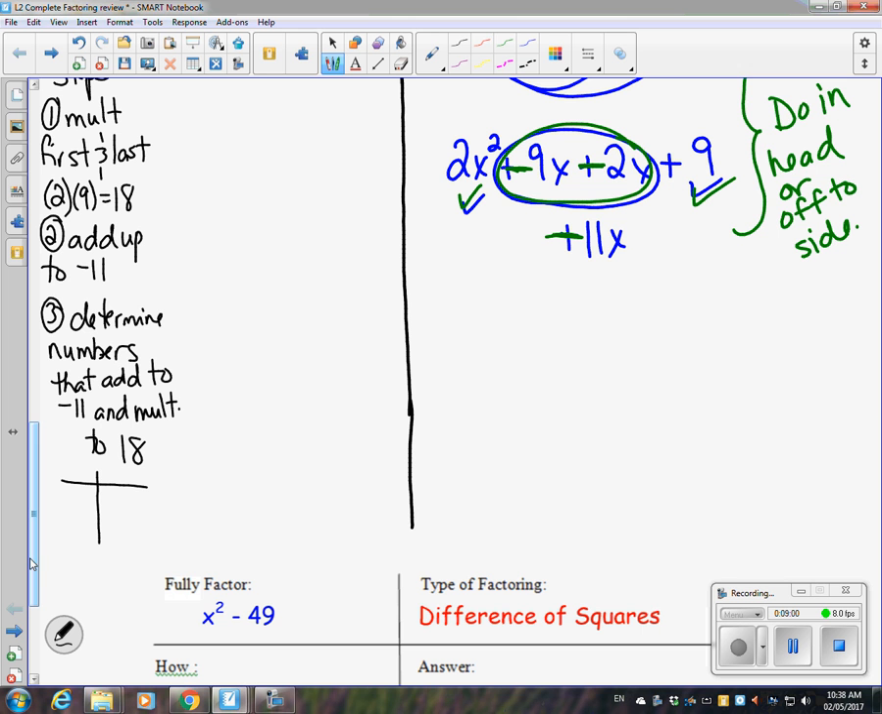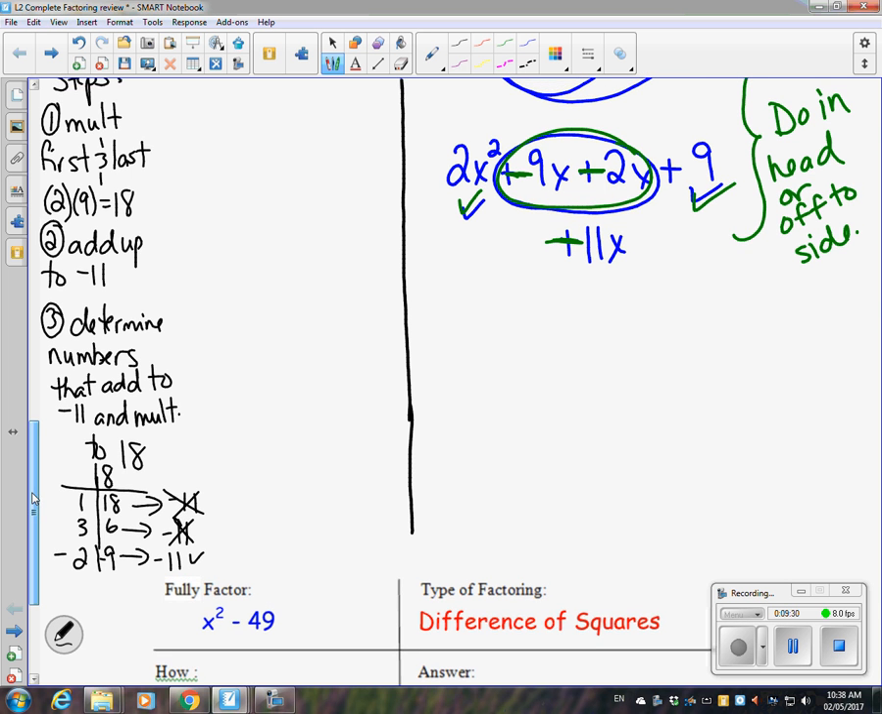So I've got 1 and 18, 3 and 6, and 2 and 9. And if I add up those numbers, well, that's not going to give me negative 11. If I add up those numbers, that's going to give me 9. That's not going to give me negative 11 either. If I add up those numbers, I get positive 11. And if I make them both negative, I would get negative 11.